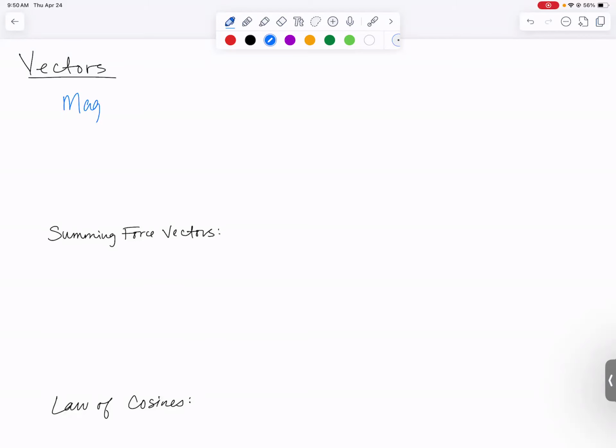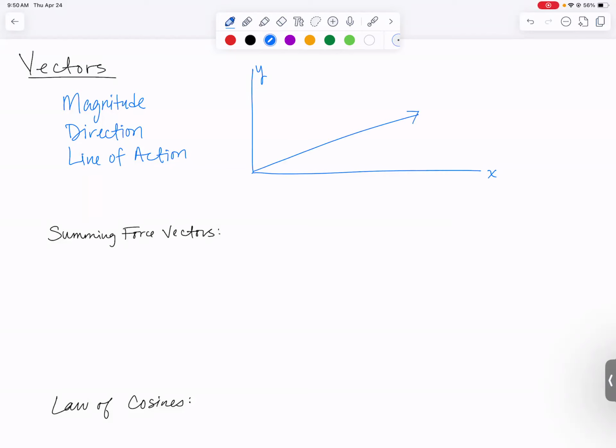They're going to have a magnitude, they're going to have a direction, and they're going to have what's called a line of action. So a vector could be a force vector or a velocity vector or a position vector. So we're going to deal with a lot of force vectors. Let me draw a force vector for you. So if here is an x-axis and a y-axis, and I have a force vector, okay, it's going to have a magnitude. If it's a force vector, maybe the magnitude is 37 pounds.